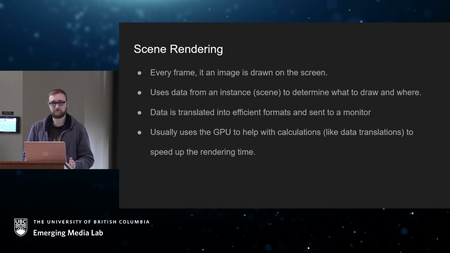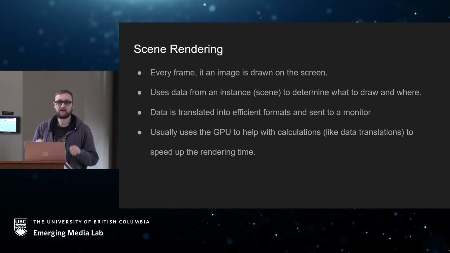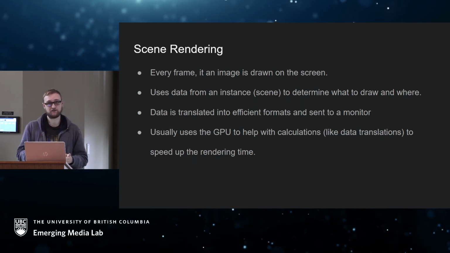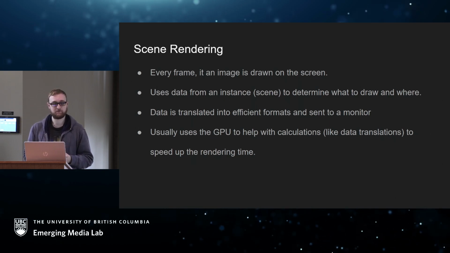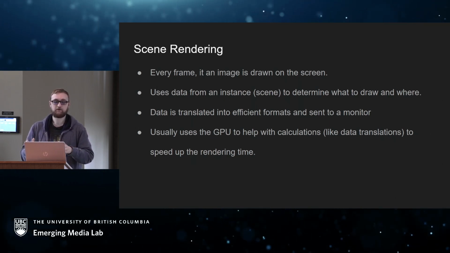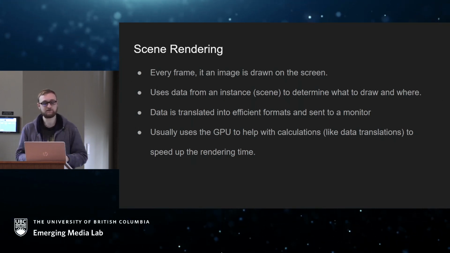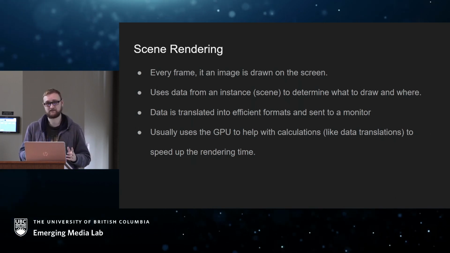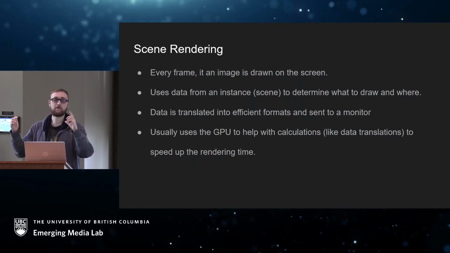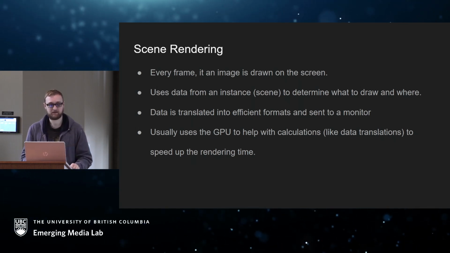So for most programs that run in real time and keep up a constant frame rate, every frame, it puts something on the screen, right? So every single frame, it has to do some calculations and decide what pixels to put across the entire screen. Specifically for games or scenes, it uses data that's stored in an instance. For example, if you think of a scene in Unity, it has a bunch of objects in it. All that scene data, it's going to use to determine what to draw on the screen, right?